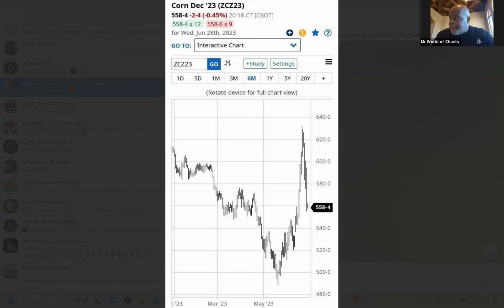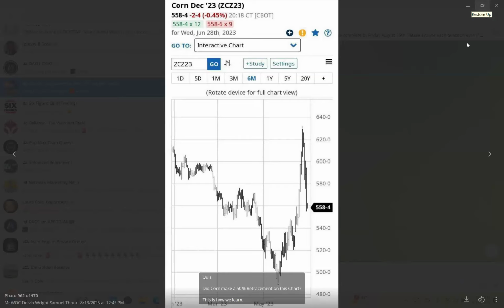Does everybody see that? Yeah, so let me ask you something though, Delvin. When it's two points off like that, you could still consider it to be the 50% retracement outside of what you calculated. So it's still on the border. So it will still be considered a retracement.